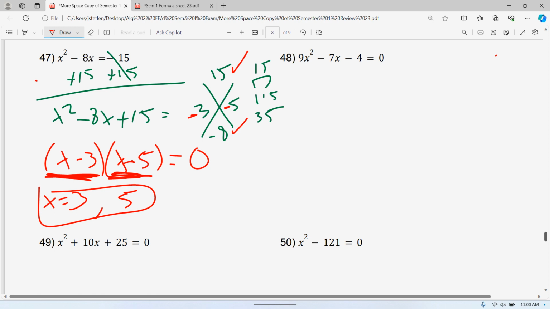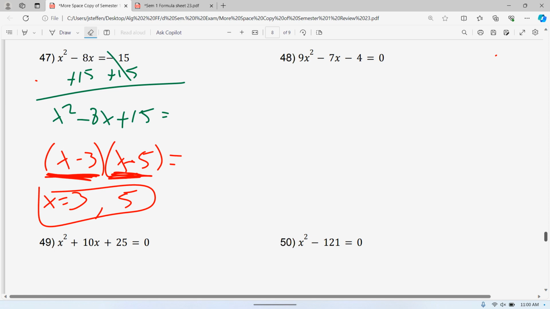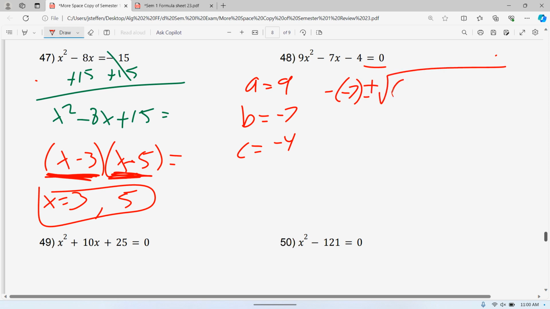So, give myself a little bit of room. A, remember it's got to be set equal to 0, so we already have that. That's great. My A is 9. My B is negative 7. My C is negative 4. Then you plug that in your equation. So I have negative 7 plus or minus the square root of negative 7 squared minus 4 times A, which is 9, times C, which is negative 4, over 2 times A, which is 9.